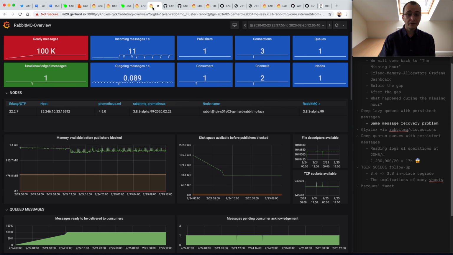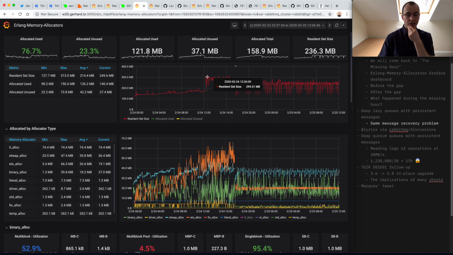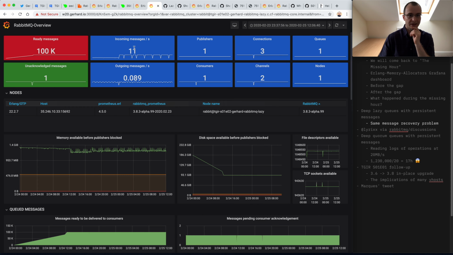Now, I recreated Grégoire's or Lyrics' environment, and we can see here we have up to 100 messages. The memory usage is actually fairly low, and it stays steady. So this is, again, the memory allocators. Let's just focus on the resident set size. It goes up to 300 megs. So using your workload, lyrics, and actually I even added more messages per second. In my case, I'm publishing 10 messages per second, and they're all 1 megabyte messages.